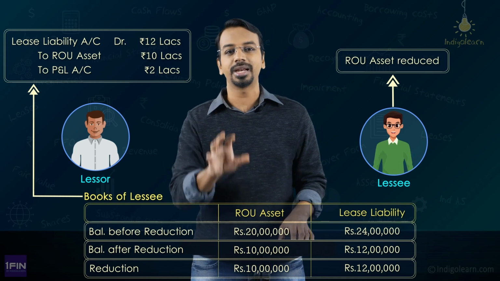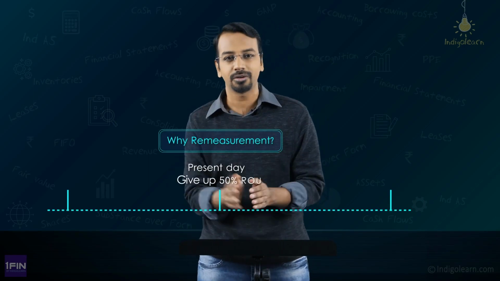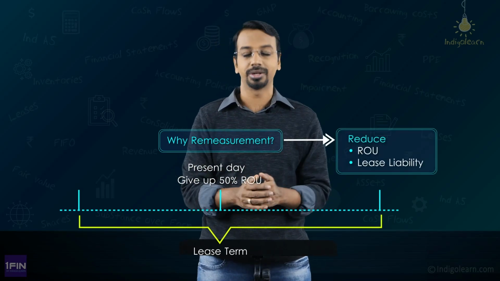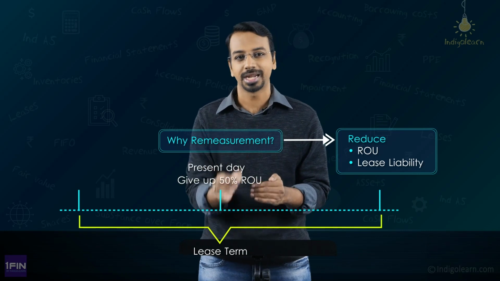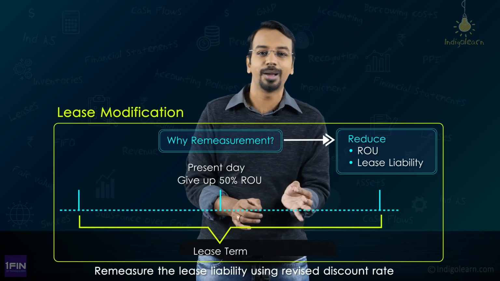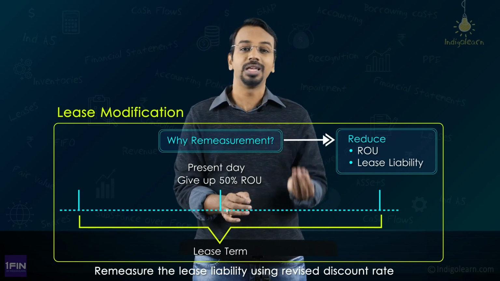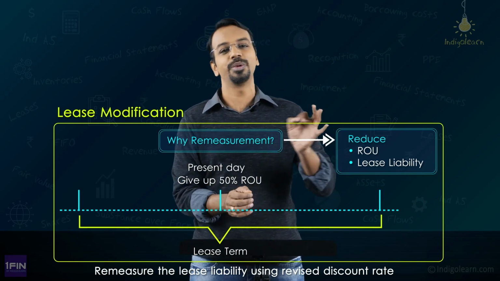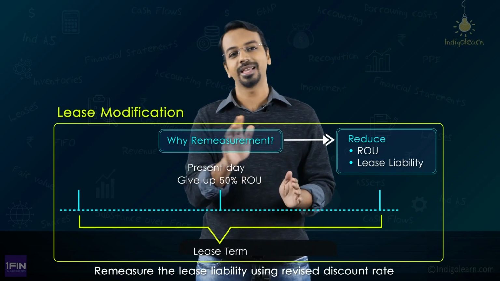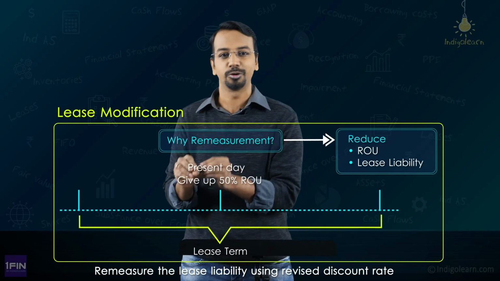Okay, so this treatment has to be done first before you remeasure the lease liability. Now, why would there be a case to remeasure the lease liability? Say on this date we gave back 50% of right of use asset. We have reduced the right of use asset and we have reduced the lease liability as well. Now, on this date, what the standard requires is, because there is a lease modification, then you remeasure the lease liability using the revised discount rate. So, if you revise the discount rate, again there will be a change in lease liability, correct? That change in lease liability will be adjusted against our right of use asset. It will not be taken to P&L.